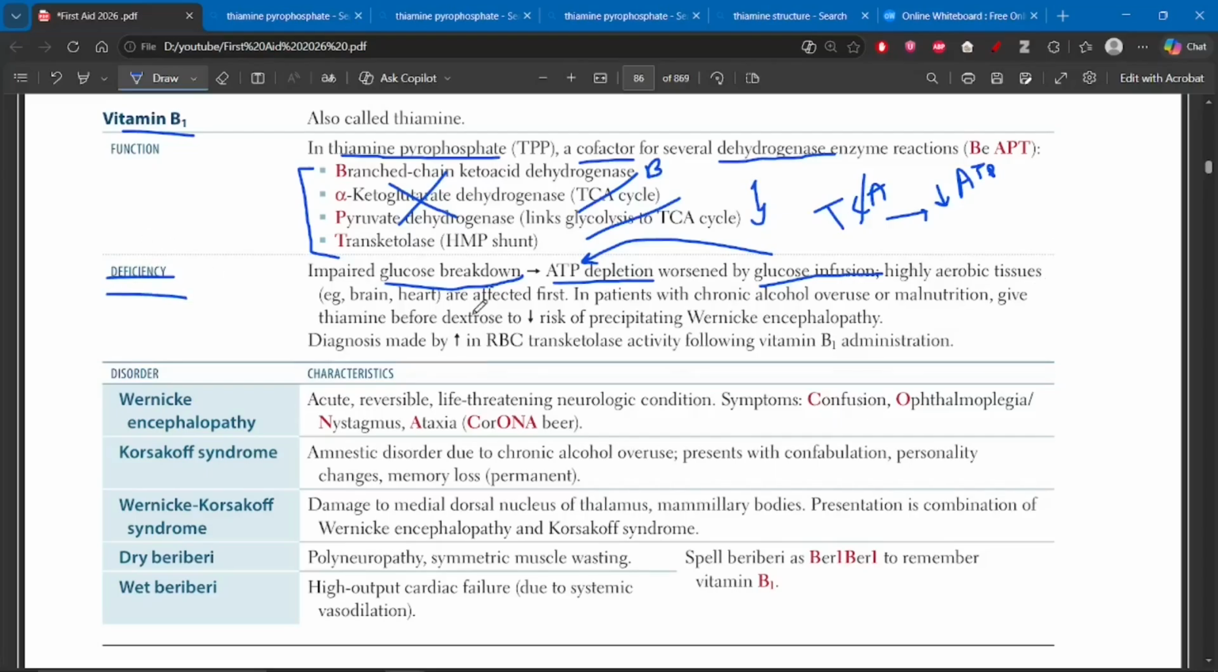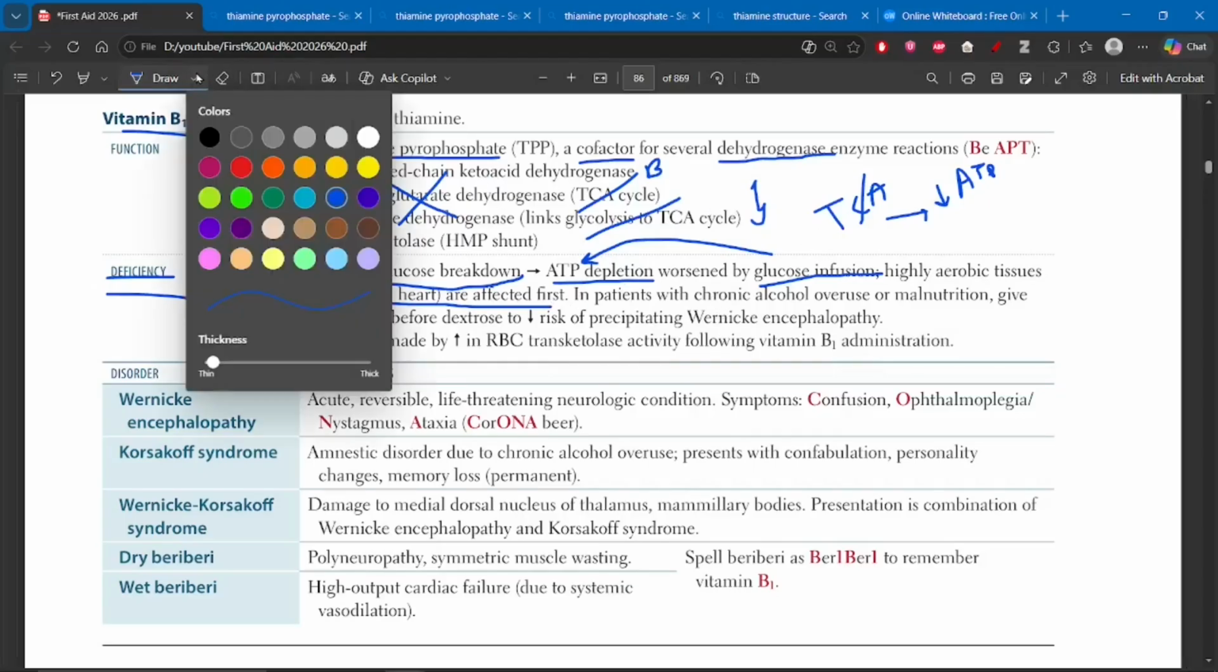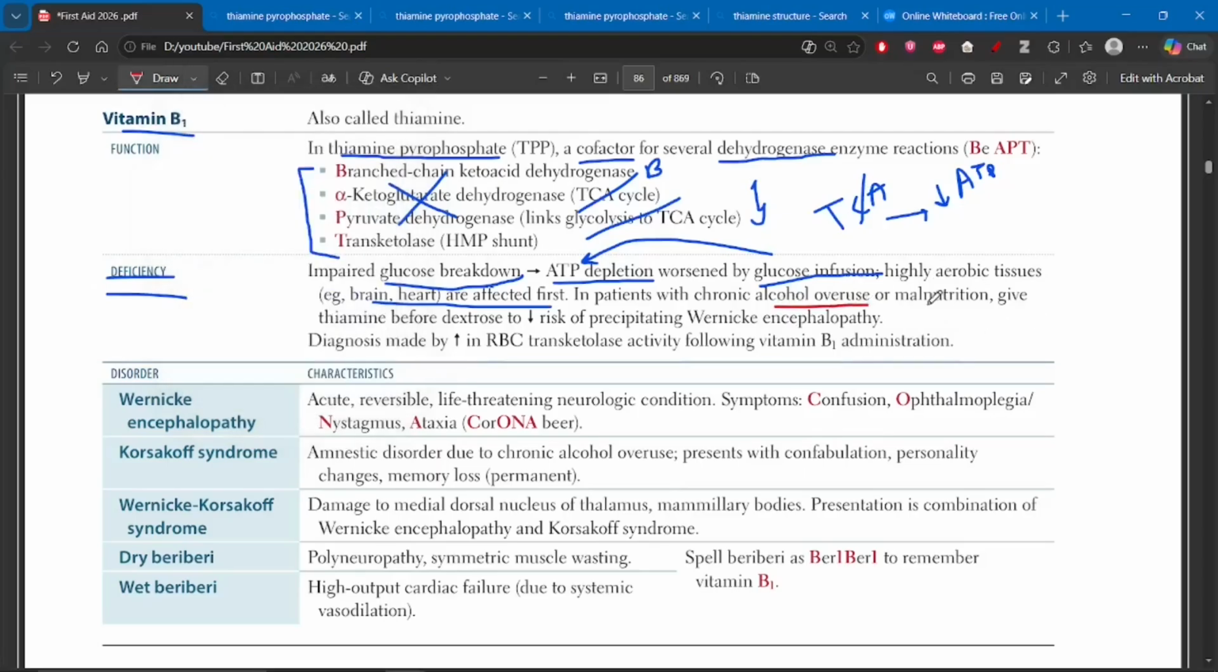Highly aerobic tissues are affected first because they need more glucose. They need ATPs. This is mostly found in patients with chronic alcohol overuse or malnutrition. So what you do is you give thiamine. You always give thiamine before dextrose. Dextrose is a form of glucose. You always give thiamine before dextrose to decrease the risk of precipitating Wernicke's encephalopathy.